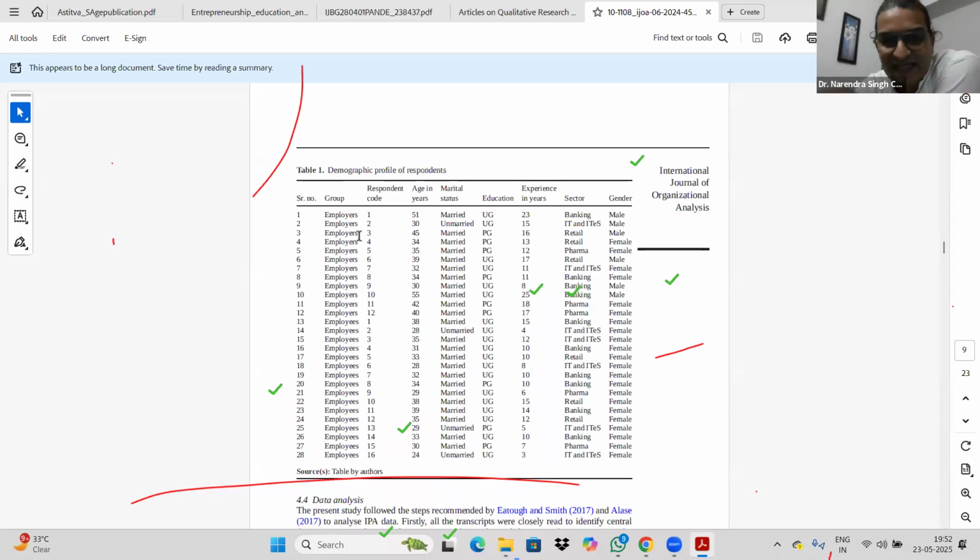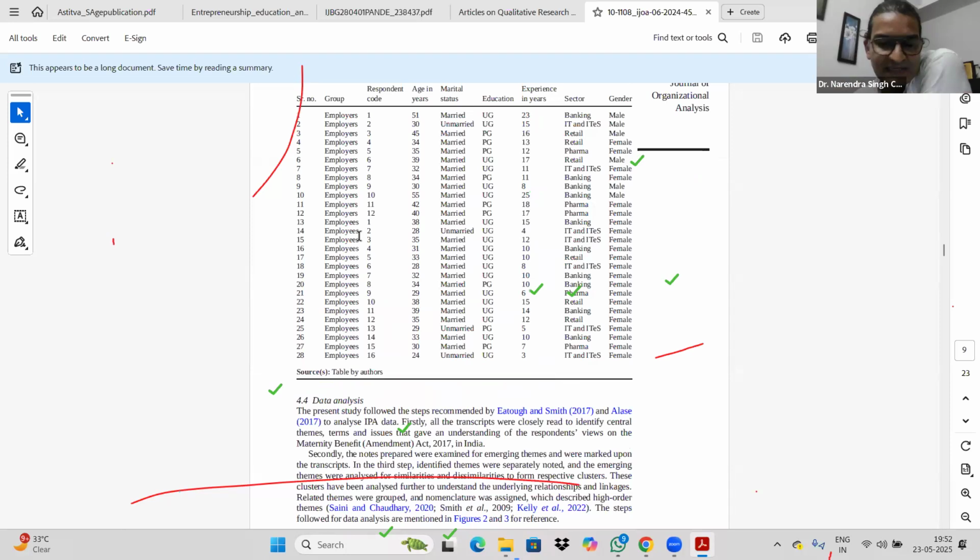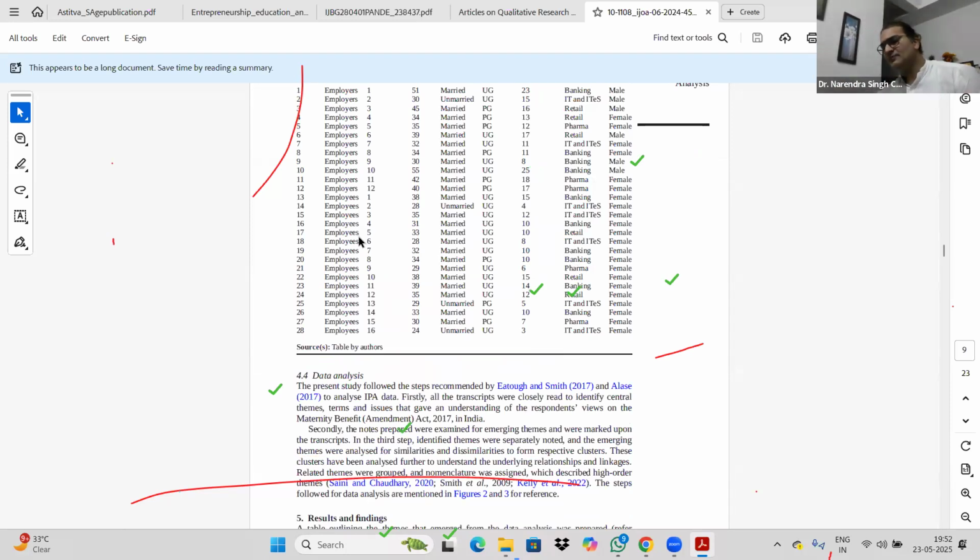So in this you can see, as I told you, there is no description of where a particular respondent is coming from. Can you identify? You can't. That means I have disguised it, I have put confidentiality. I am not actually disclosing the identity of any respondent over here.